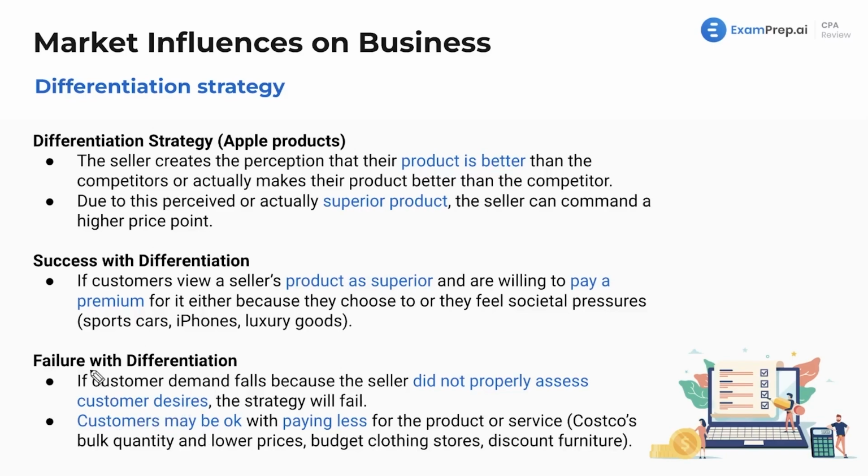So, customers. Another instance where you'd fail with this strategy is if customers are okay paying less for a product or service. So Costco's bulk quantity, lower prices, budget clothing stores, discount furniture. Yeah, me personally, I'm not looking for the nicest couch out there. I'll buy one from a discount furniture store. As much as I love Trader Joe's, and I do shop there a good amount, a lot of times you're just buying some chicken, some broccoli, you're gonna buy it in bulk quantity from Costco. It's gonna be cheaper there. Different examples. I'm going to do my best to tie it in to the real world.